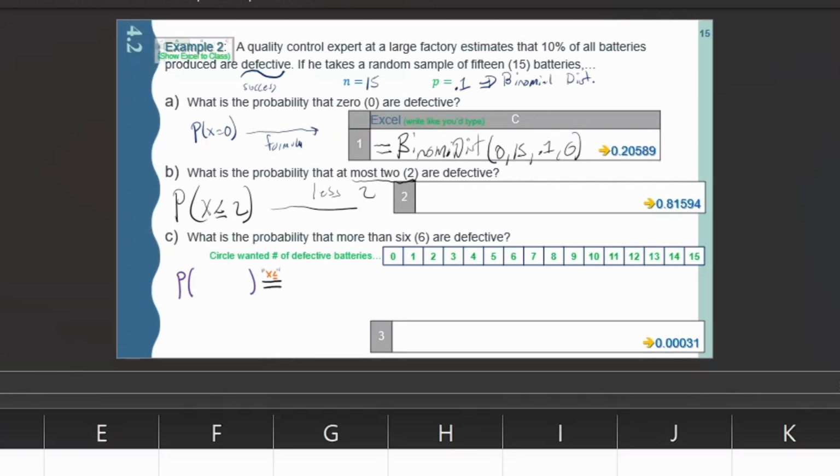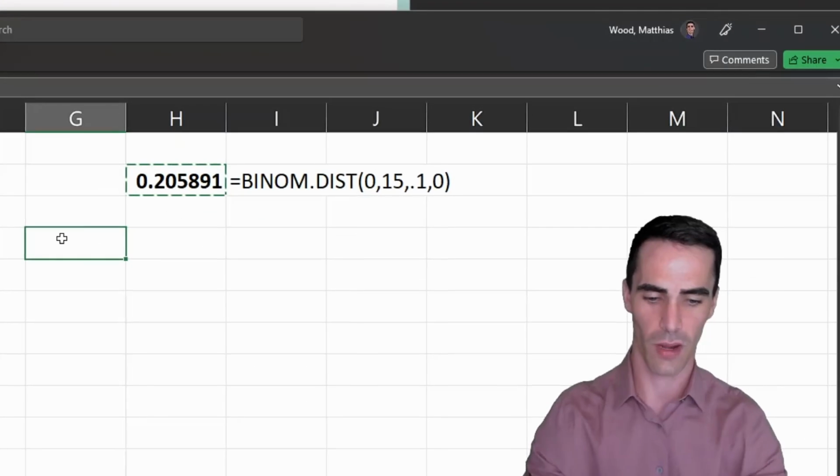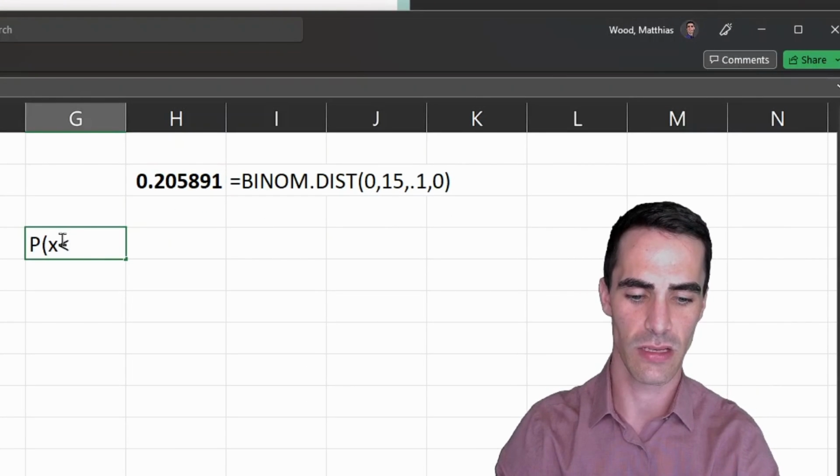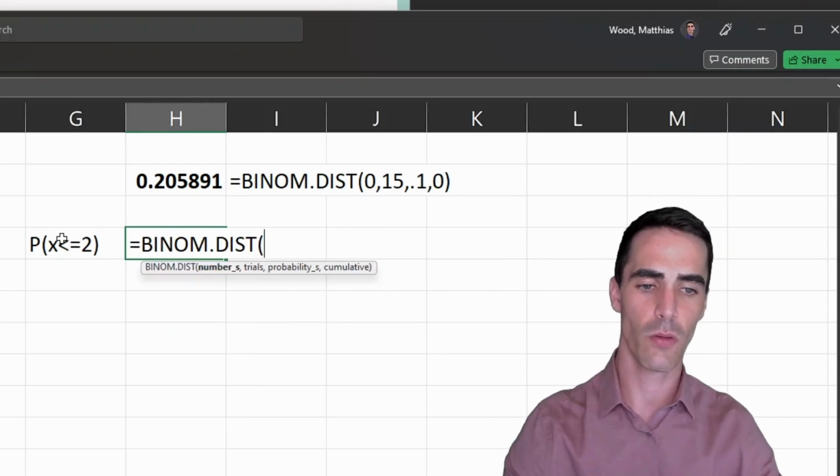Again, the second we have either of these forms, equal to or less than or equal to, I can jump right into Excel and write out exactly what we're going to compute. So let me jump down here. In fact, I'll write it here. Probability that x is less than or equal to 2. And here we go. I'll write binomial.distribution.